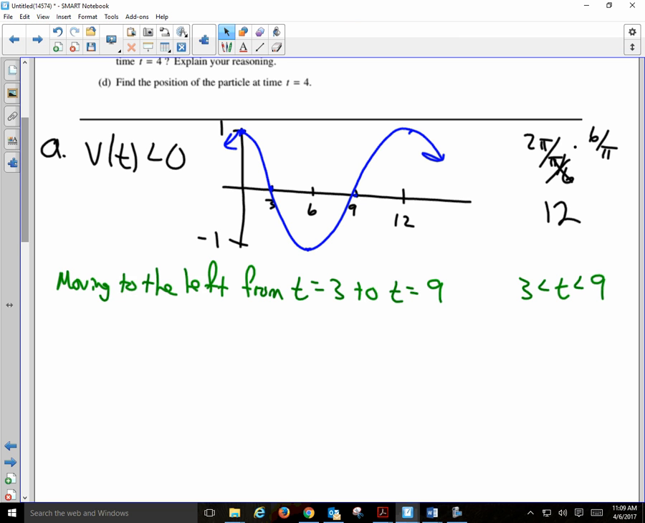So there's a couple ways of expressing your answer. 3 is less than t, which is less than 9. It would be great if you could state this, and the AP people appreciate when you write them a sentence and say the particle is moving to the left from t equals 3 to t equals 9. Are we given any units in this problem? No, so that's it.